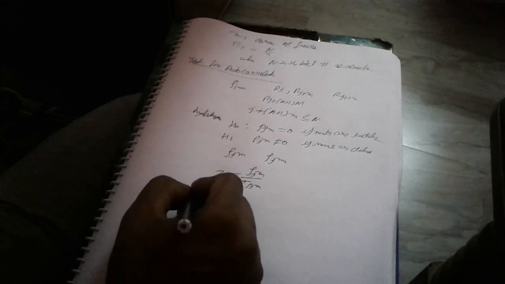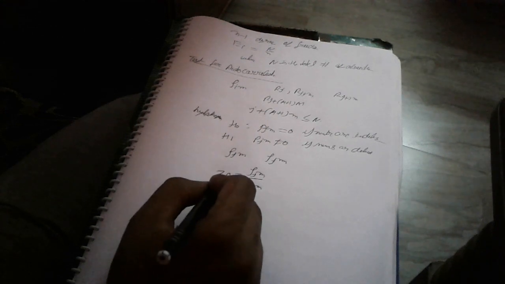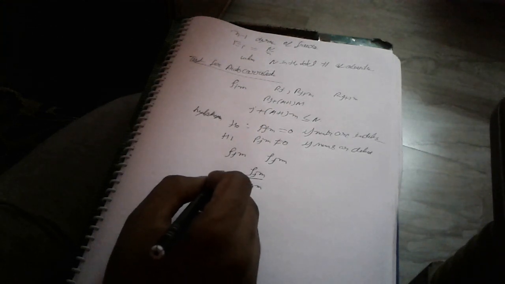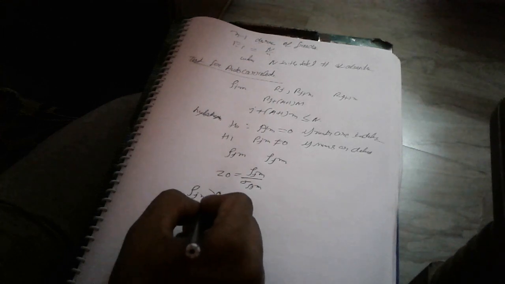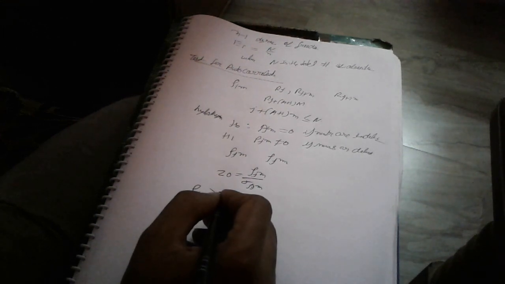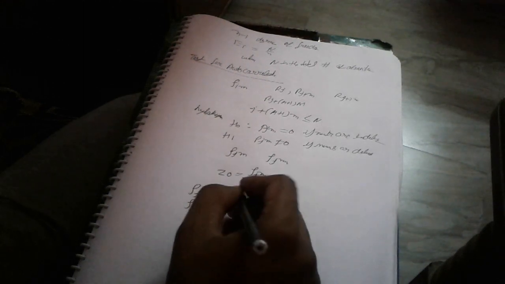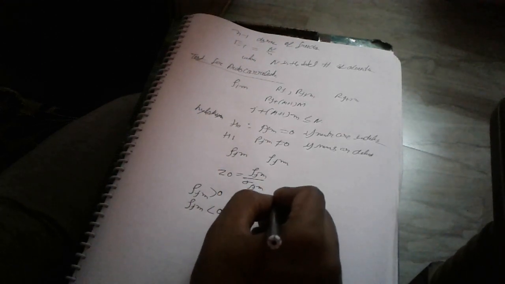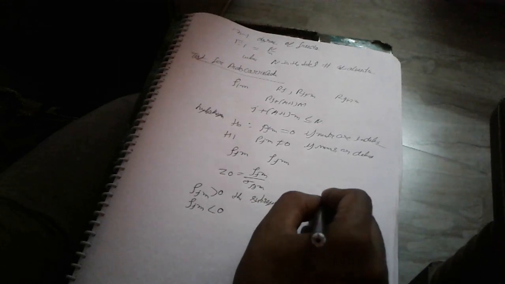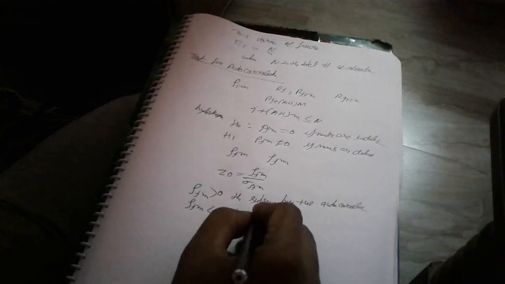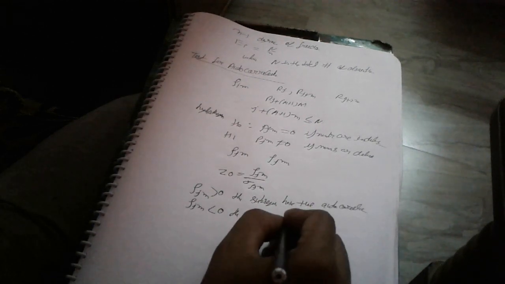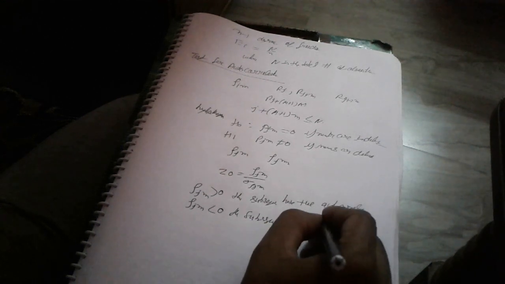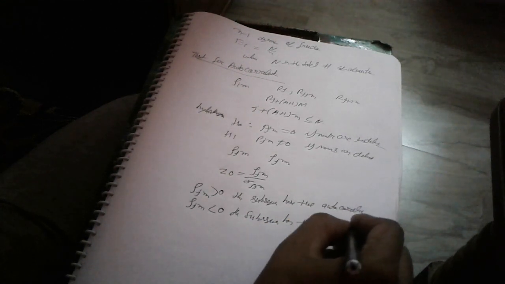If rho-hat im is positive, the sequence has positive autocorrelation. If rho-hat im is negative, the sequence has negative autocorrelation.